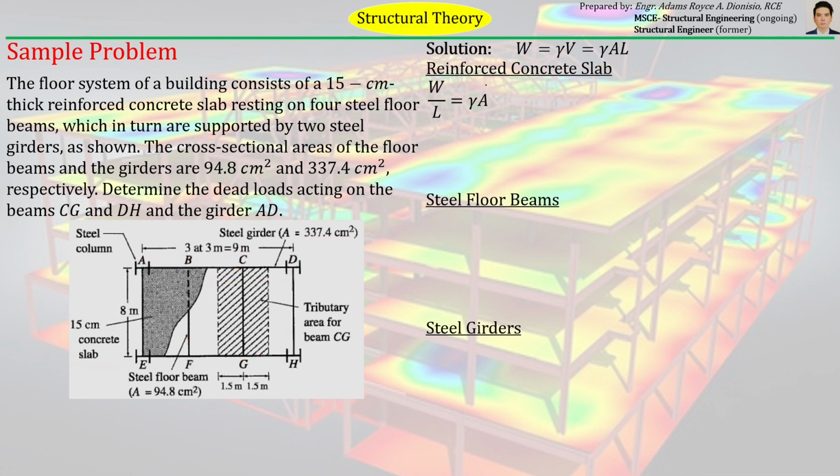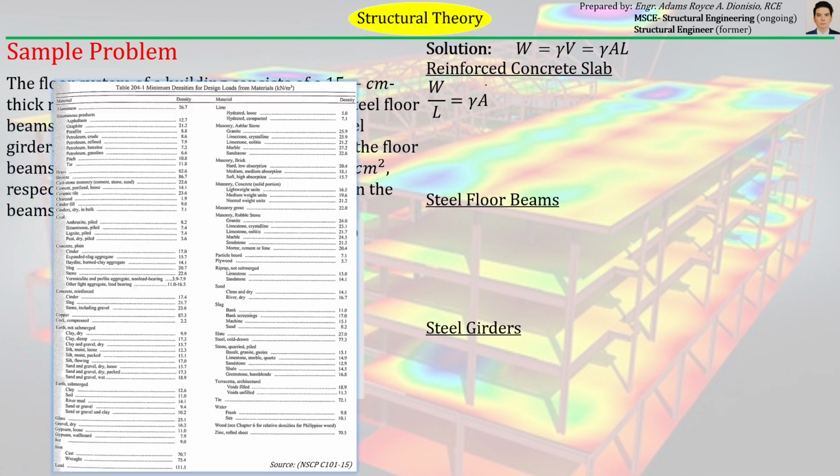Okay? So how do we get the unit weight of reinforced concrete slab? We can refer to table 204-1 from NSCP C101-15. So we are using 2015 edition, guys.